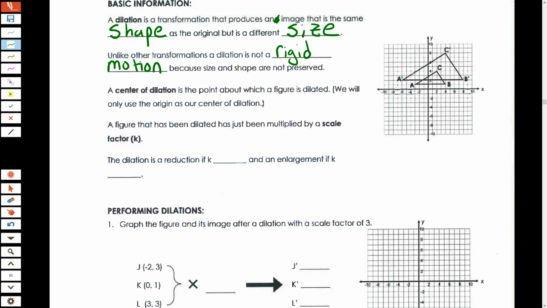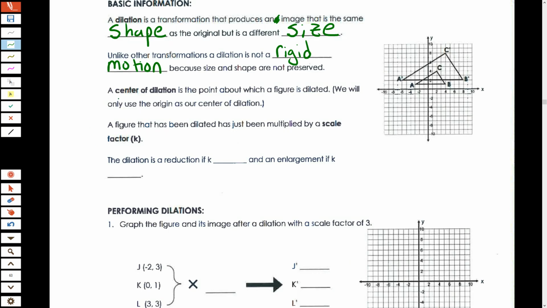So remember we talked earlier, when you have a translation, when you have a rotation, and when you have a, what's the last one? Reflection, those all produce something that is the same shape and the same size. They are congruent, but a dilation is not. A dilation would be similar, but not congruent.